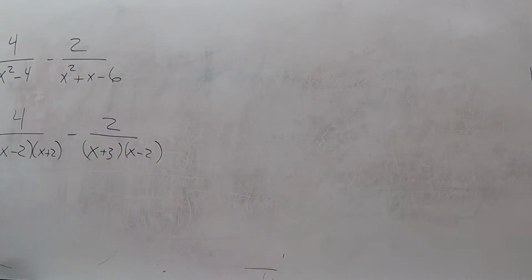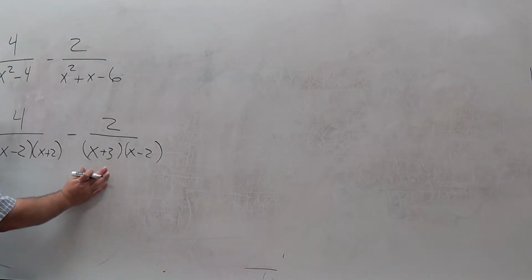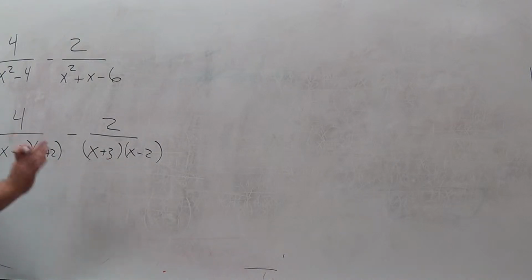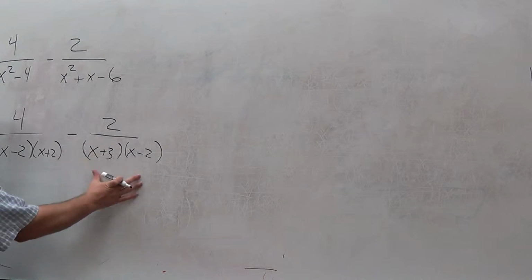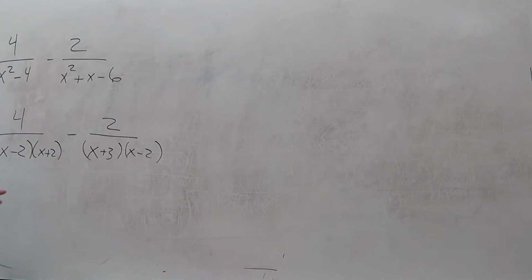All right, now here's the deal. I have a negative 2 and a positive 2. I have a negative 2 and a positive 3 going with my x's here. So what I don't have in this one is an x plus 3. What I don't have in this one is an x plus 2.